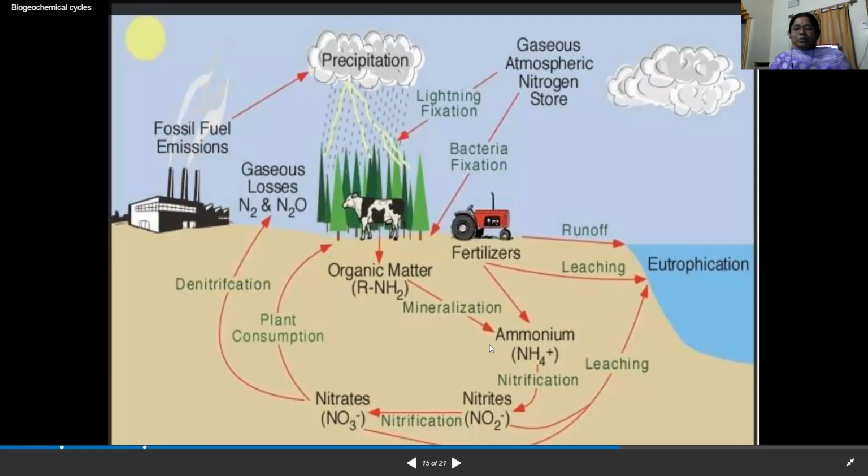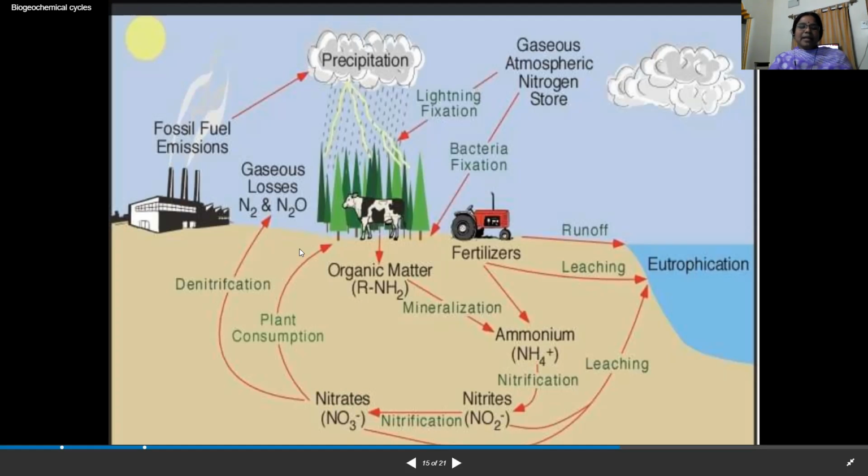Just look at this. This is the organic matter, where animals, cows or their dung, release waste which consists of organic matter. With the help of mineralization it converts into ammonium, NH4+. Then the nitrification process converts NH4+ into nitrites and then into nitrates. That is nitrification.